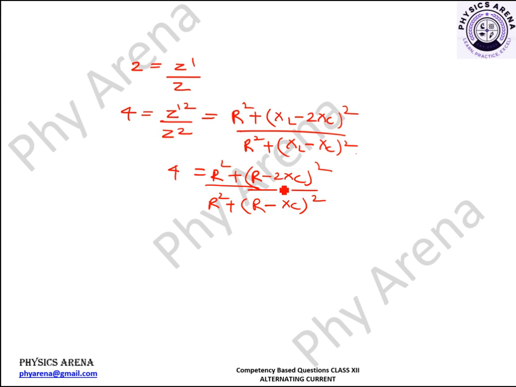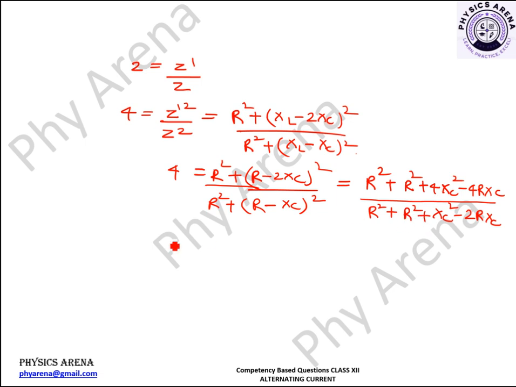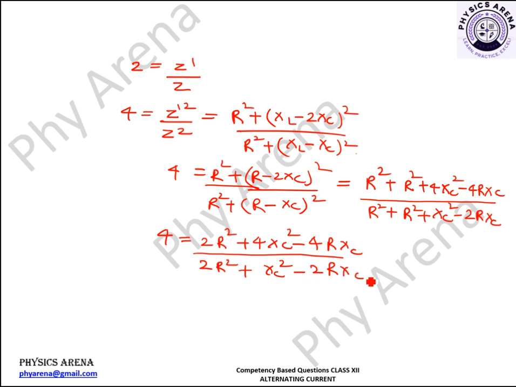Now we can first open the brackets using (A minus B) whole square, and then multiply with 4 using cross multiplication. That can be written as R square plus 4XC square minus 4R times XC divided by R square plus XC square minus 2 times R into XC. So now we can further reduce it: R square plus R square will become 2R square. 2R square plus 4 times XC square minus 4R XC divided by 2R square plus XC square minus twice of R multiplied by XC.